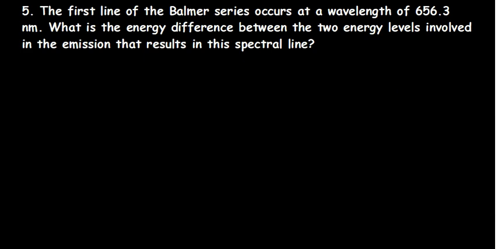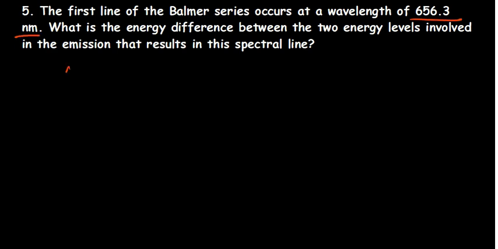The first line of a Balmer series occurs at the wavelength of 656.3 nanometers. What is the energy difference between the two energy levels involved in the emission that results in the spectral line? So we're given the wavelength. There are two ways of answering this question since we're trying to determine the energy.